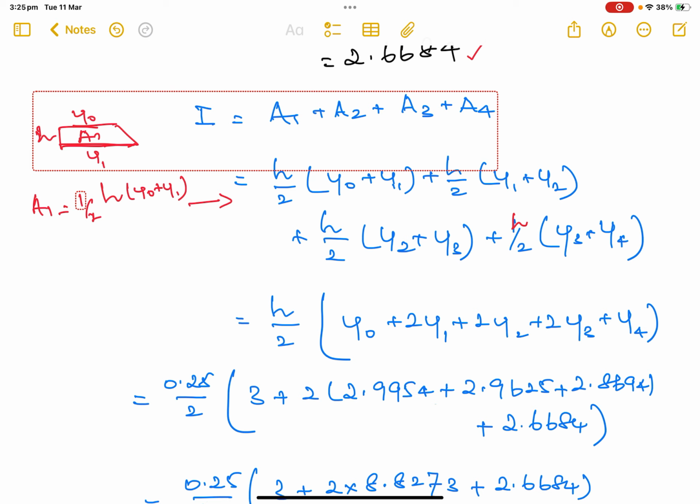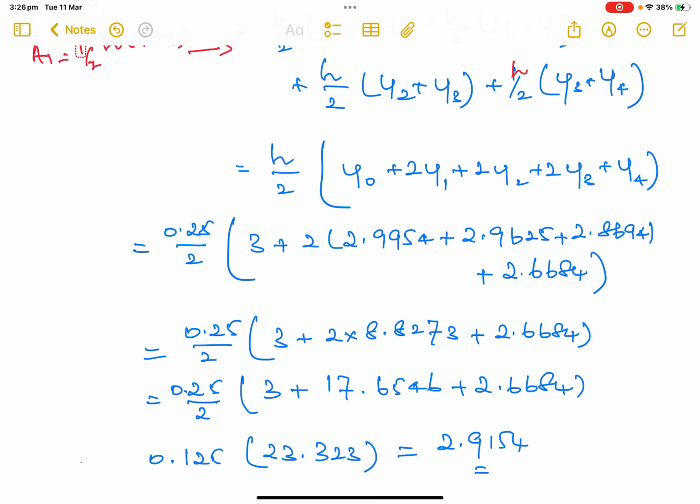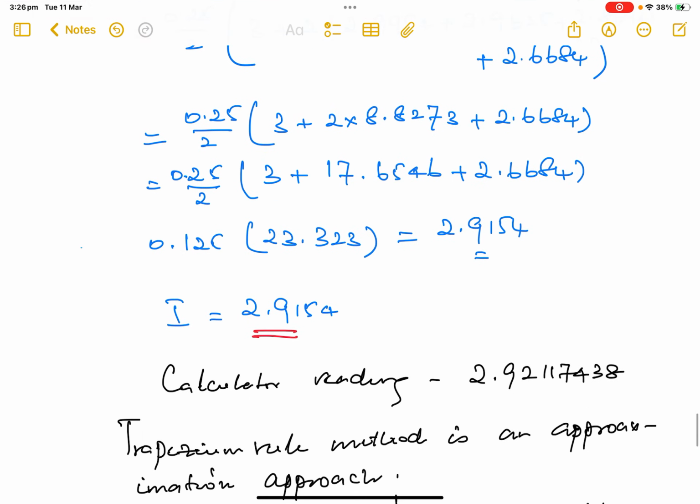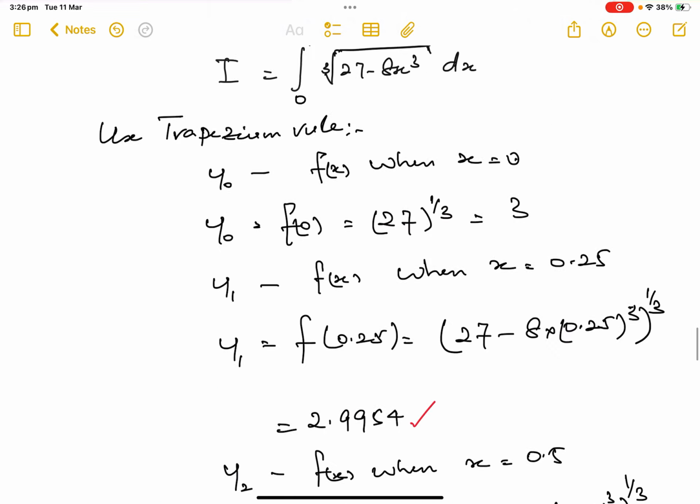So what we have is y0. If you look at it, we have y1, and there's another y1 in the next term, so 2y1, and then 2y2, 2y3, and only y4. Substitute all the values which we have found. H is 0.25, and we do all the calculator work. We have the answer 2.9154.